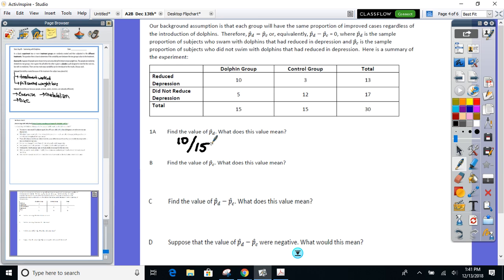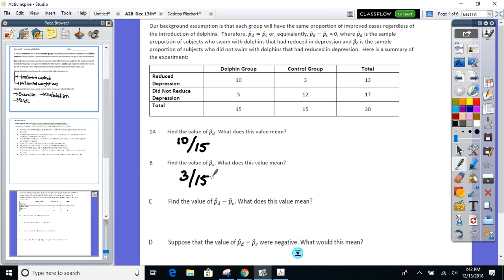Okay. P of C is for the control group. C for control group. So everyone who was in the control group, how many reported a decrease in their depression? 3 out of 15. So we all agree there's a noticeable difference between the dolphins and the control group. But is that difference really because of the dolphins?